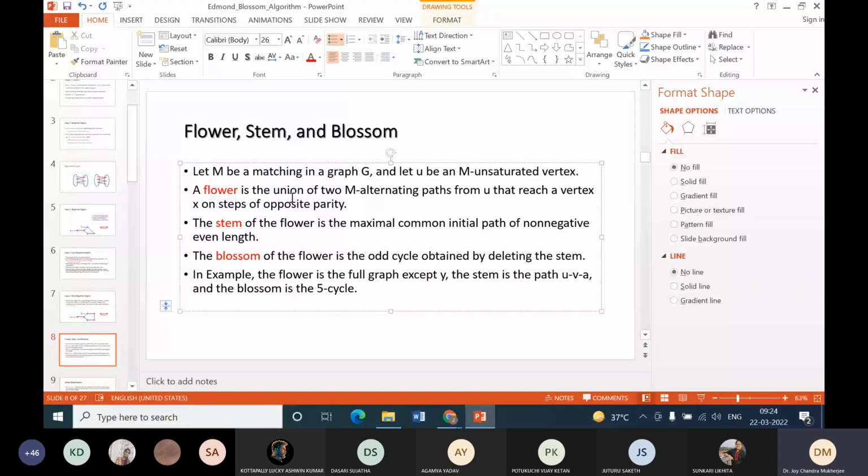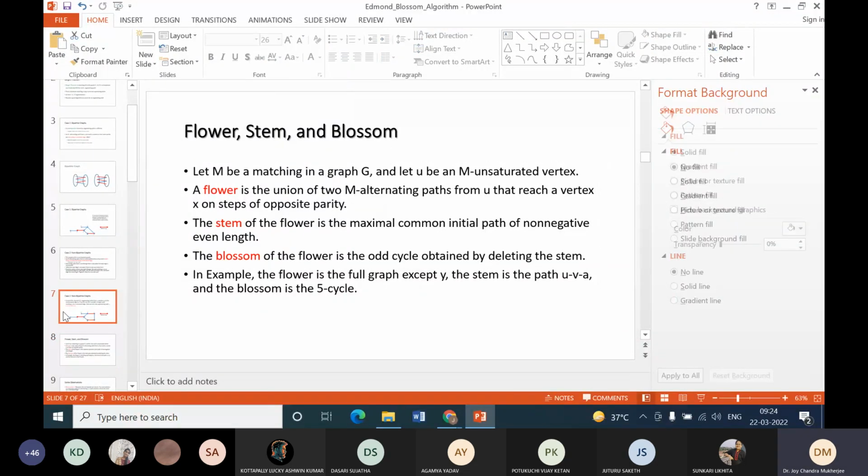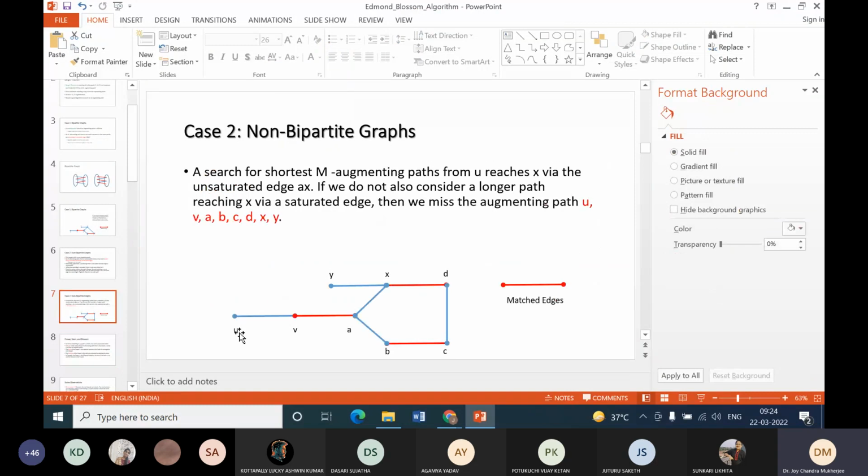The stem of the flower is the maximal common initial path of non-negative even length. So this is called non-negative even length, right? So UVA is of length 2. This is called the stem. Now it cannot be odd length. Why? The reason is I always start from an unsaturated vertex.